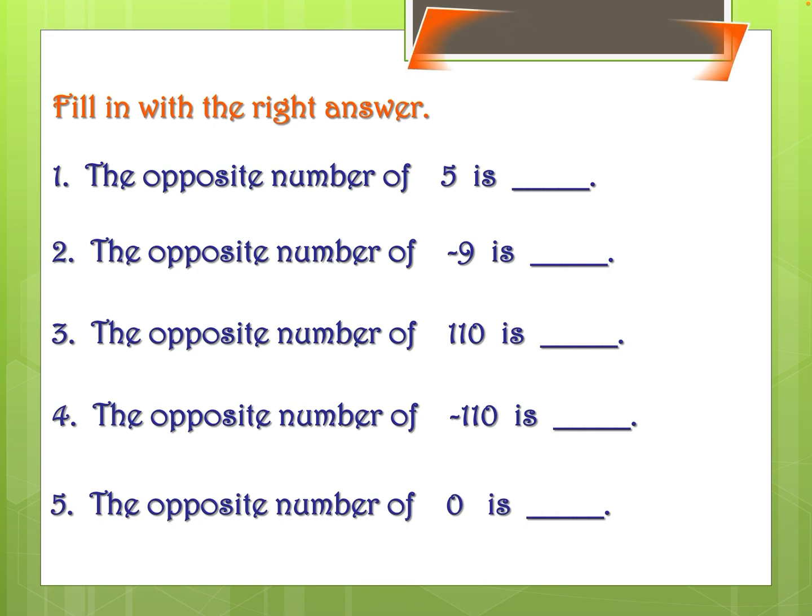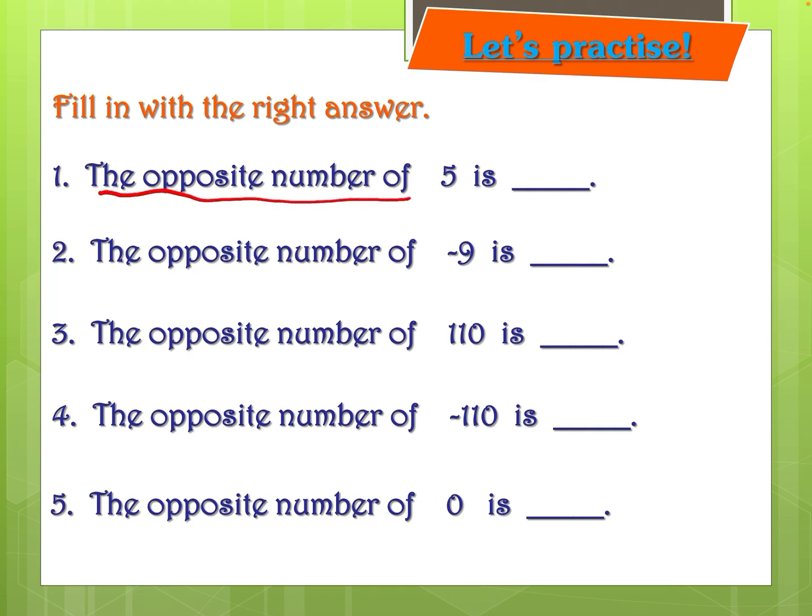Fill in the blank with the right answer. So now it's your turn. Write it in your notebook and do it just now. You can also minimize this sentence by using it like this, and you can say: question number 1, absolute value of 5 is 5.